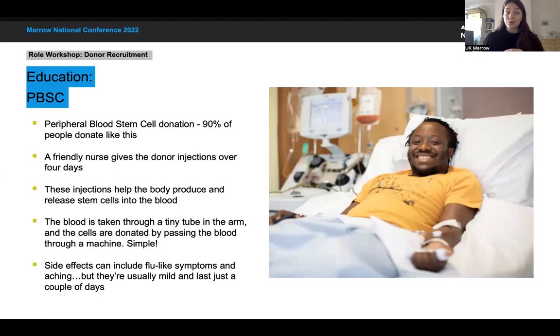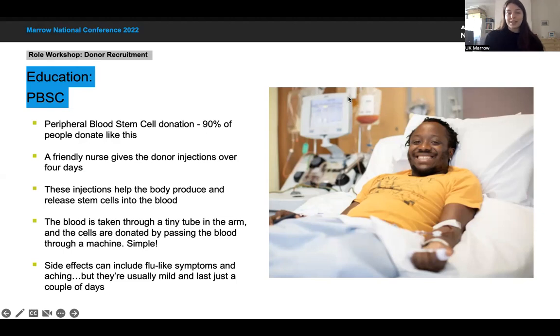Over the course of 4 days, a friendly nurse will come to either your house or your place of work, wherever you want. We work around you, and they will give you injections which will help your body produce more stem cells. So it will increase the stem cell count in your blood. And then on the 5th day, you go to hospital, you just get to chill out like Doug is doing here.